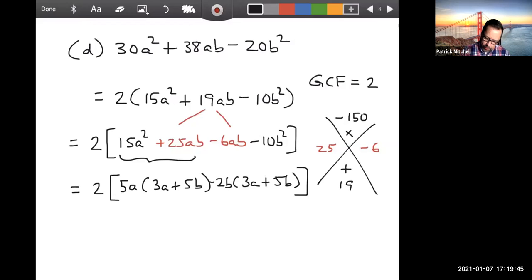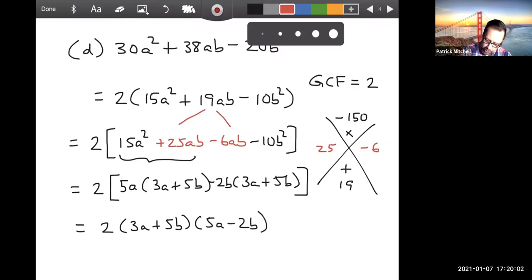So I've still got the 2 sitting outside. My common factor inside is 3a plus 5b. My other factor is 5a minus 2b.